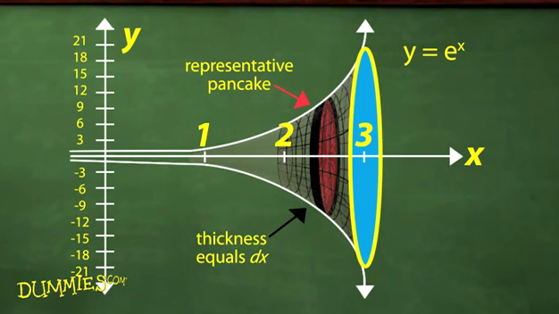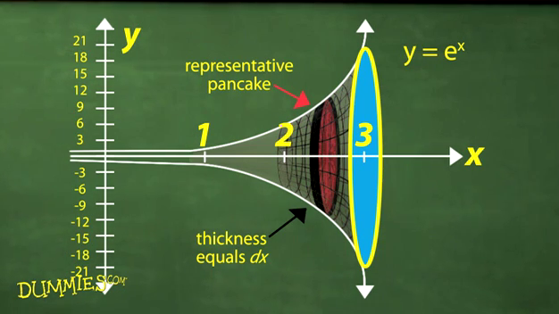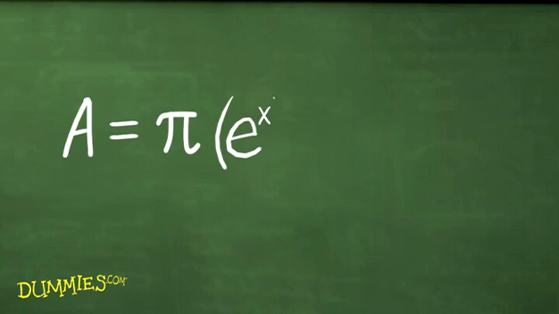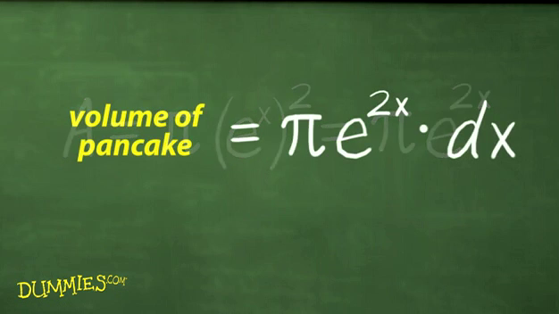Each cross-section is a circle with a radius of e to the x power. Its area is given by the formula for the area of a circle, A equals pi r squared. Plugging e to the x power into r gives you this. Next, tack on a dx. This actually represents the volume of an infinitely small thickness of this pancake.